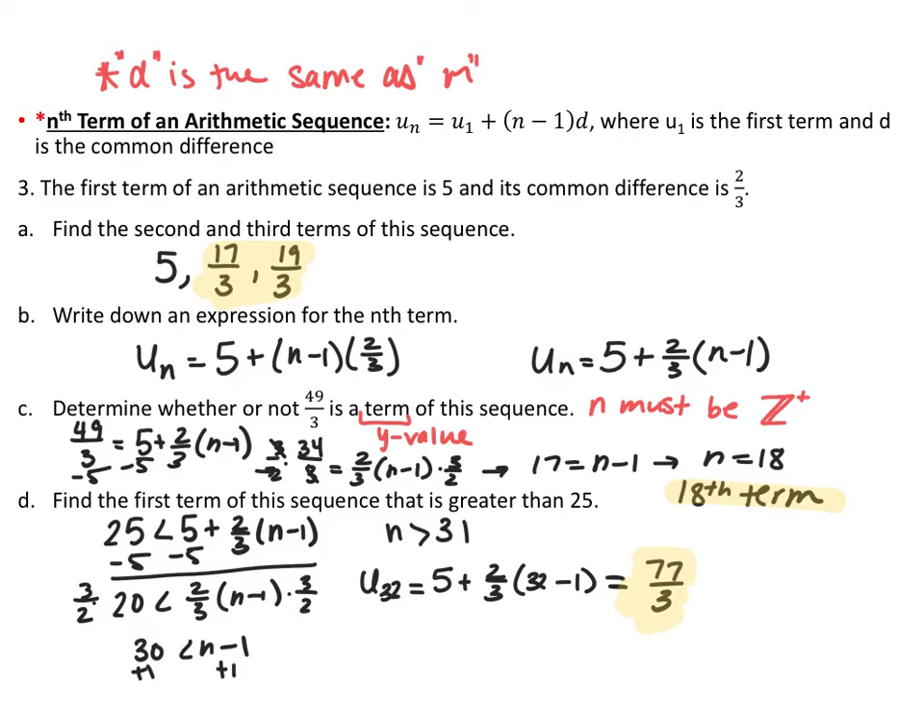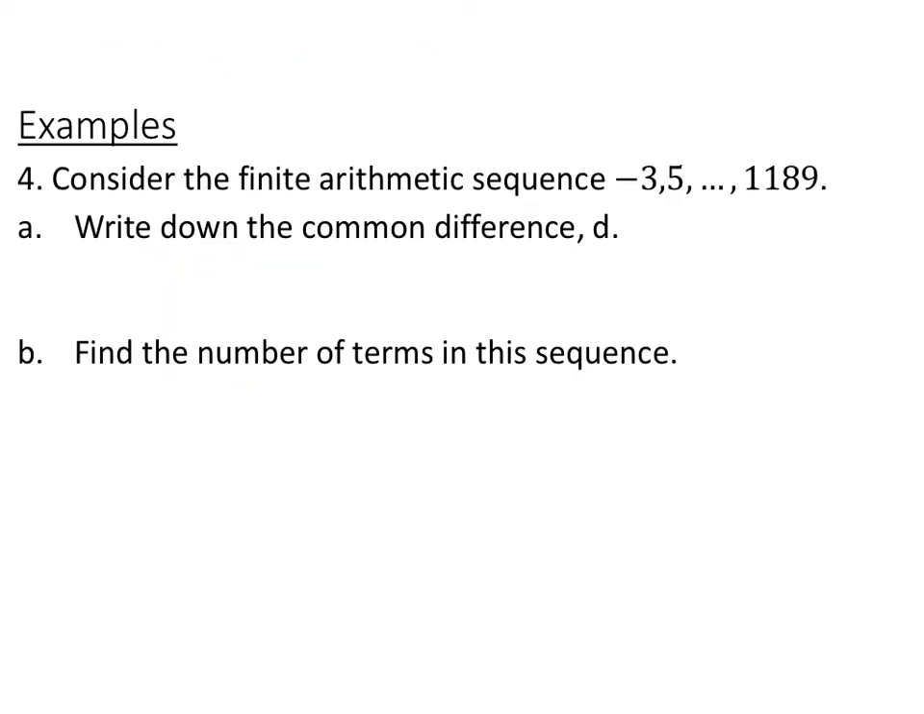So now we have an arithmetic sequence that starts off as -3, 5, and then it continues on, and then it ends at 1189. So the fact that it stops, this means that it's an ending sequence, it's finite. So we want to find the common difference, and then we want to figure out how many terms are in this sequence. So go ahead and pause the video and try that.